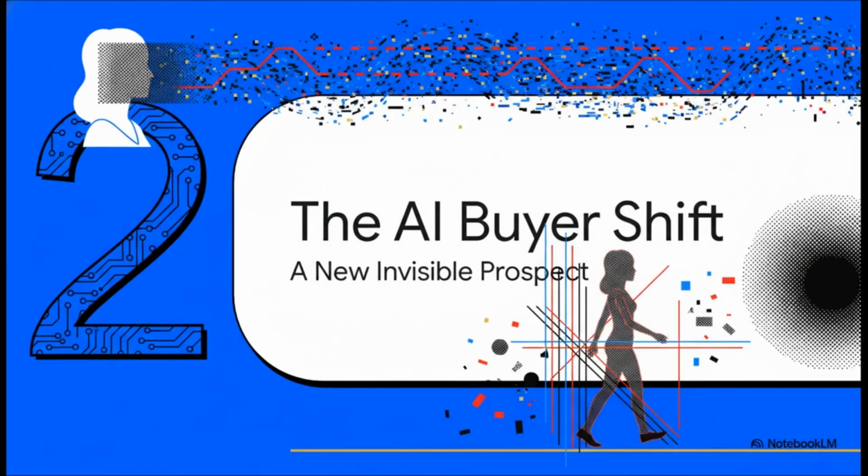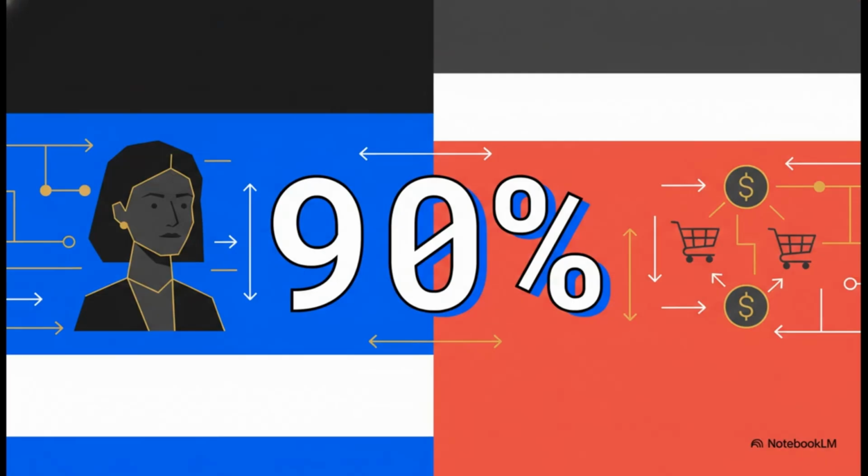Okay, so if that whole data loss problem wasn't bad enough, there's a second massive wave of disruption hitting right now. The very nature of who or what your buyer is is changing, and they are becoming completely invisible to your current setup. Now check this out. This comes from Gartner, and it's a mind blower. By 2028, which is right around the corner, they predict that 90% of B2B buying will be handled by AI agents. We're talking trillions of dollars in spending, flowing through automated systems that do all the research.